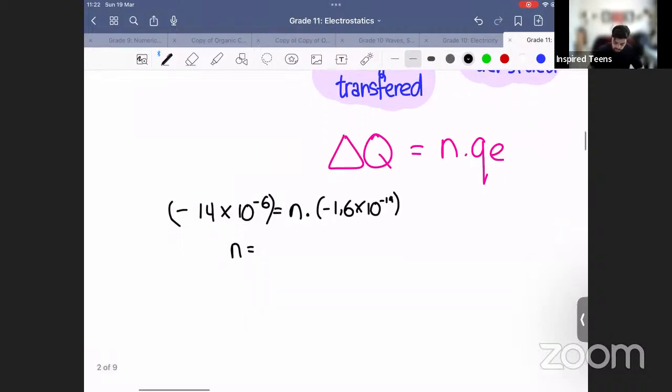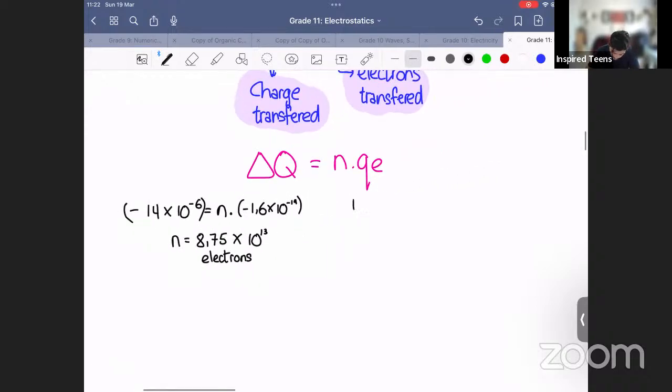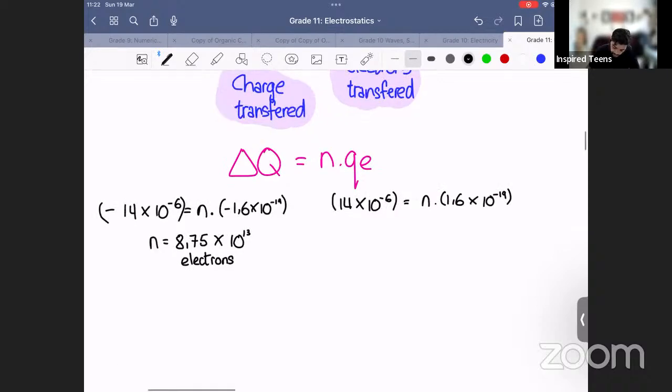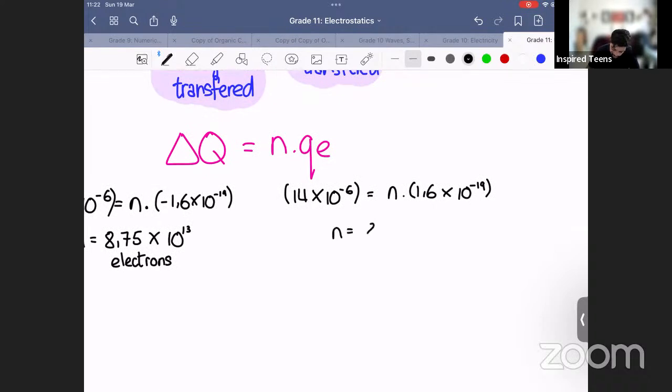And here you get the number of electrons as 8.75 times 10 to the 13. There's no unit. It's just electrons. Okay. Let's do it if we did the positive value. 14 times 10 to the negative 6 is equal to N times QE. Because we substituted a positive, we're going to substitute a positive QE as well. And we're going to get the same answer. Exact same answer.